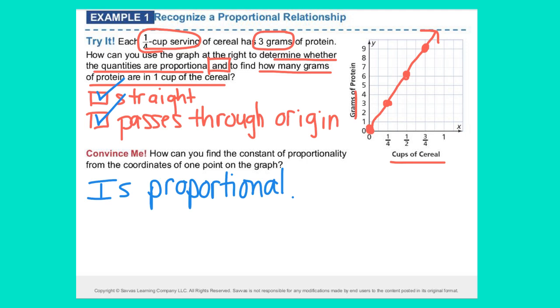But then I also have my second question to answer. How many grams of protein are in 1 cup of cereal? So I could just continue skip counting if I wanted to. I ended at 3/4, but I could add another 1/4 and another 3. So if I added another 1/4 of cereal and another 3 grams of protein, I think 1 cup is 12 grams of protein.